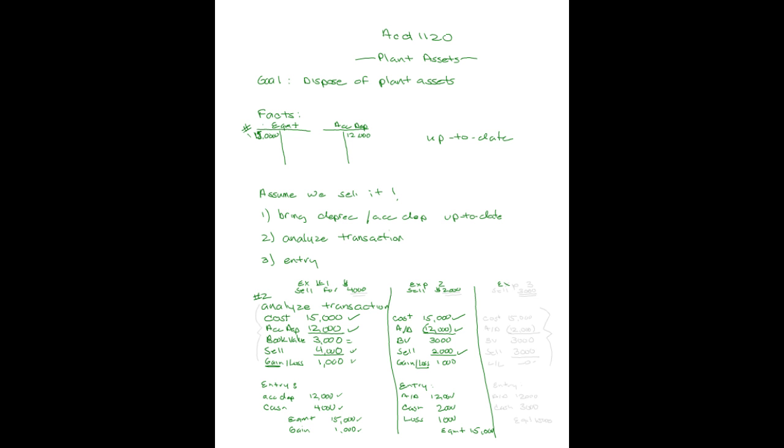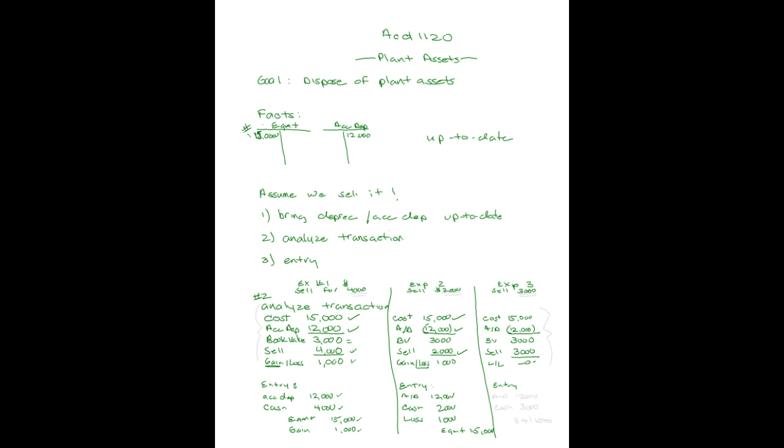Let's do one more example. Example 3. And in this example, I sell it for exactly $3,000. My cost is still $15,000. My accumulated depreciation is still $12,000. My book value is still $3,000. I have $3,000 left tied up in this asset. If I sell it for $3,000, do I have a gain or a loss? And the answer is I don't have anything. I just don't have an asset anymore.